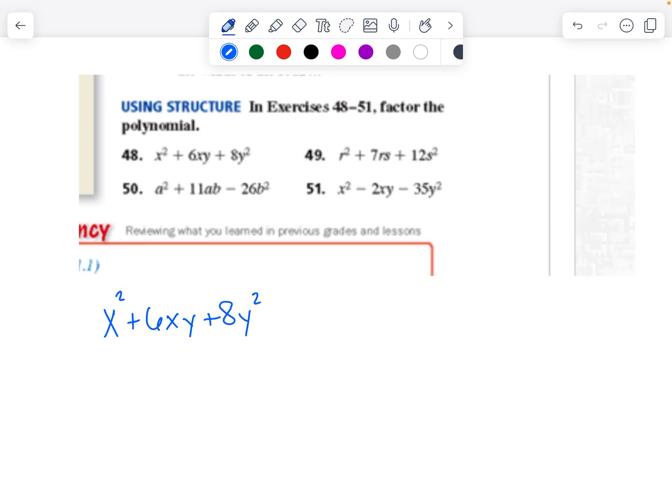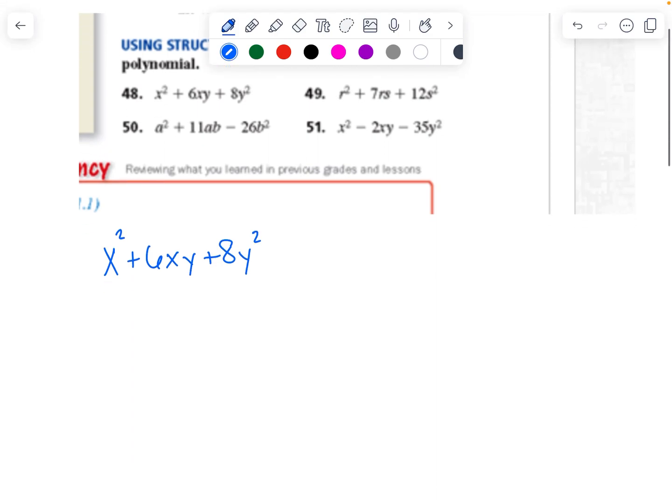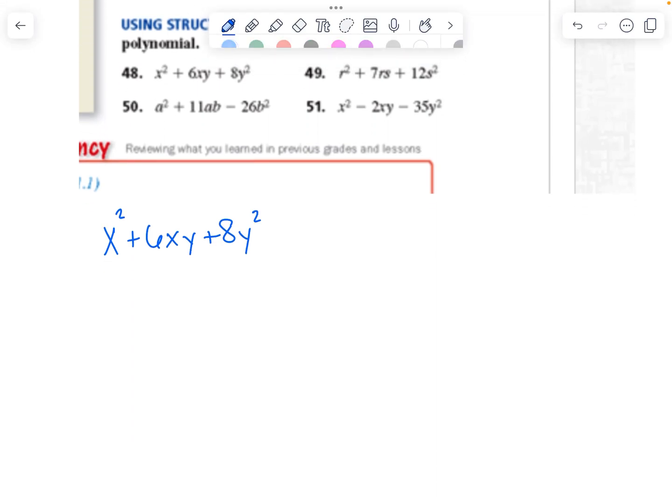Now this looks really scary at first, but what we can do is think of this in terms of an easier problem. So let's consider how I would solve this if I didn't have any y's. If this were just x squared plus 6x plus 8. Anytime you're stuck in math, try to think of a problem that's similar but easier and ask yourself, how would I solve that?